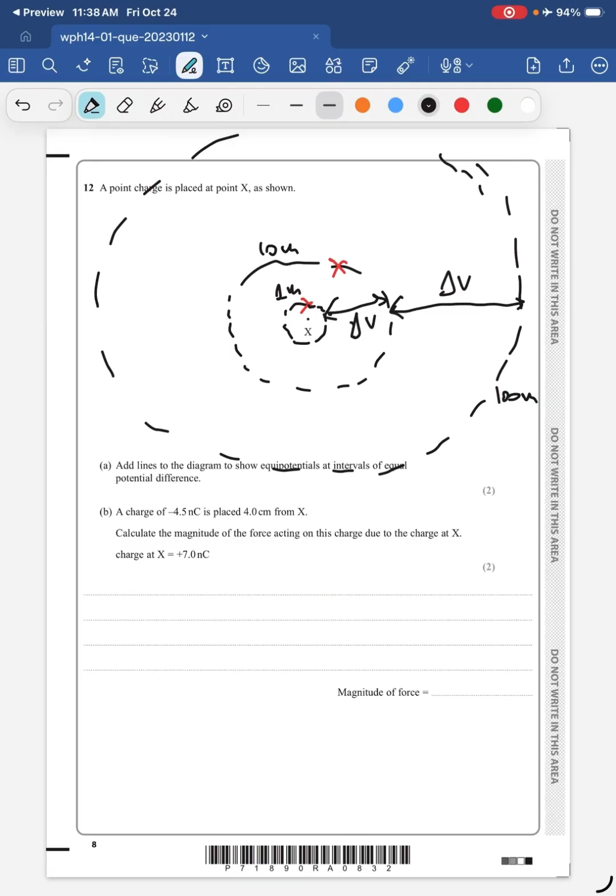So let's go to B. A charge of minus 4.5 nanocoulombs is placed 4 centimeters from X. Calculate the magnitude of the force acting on this charge due to the charge at X.